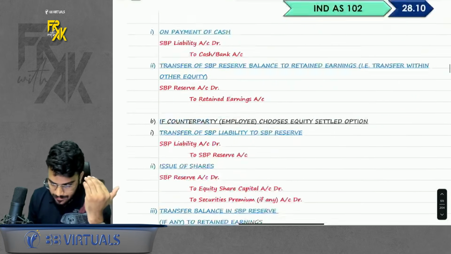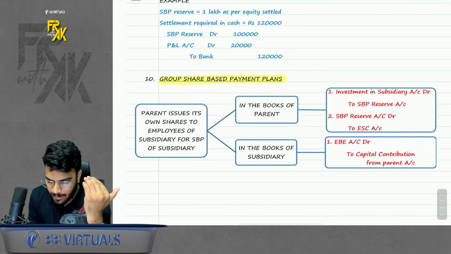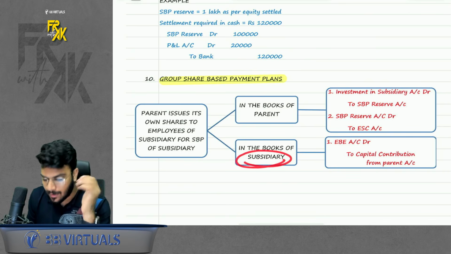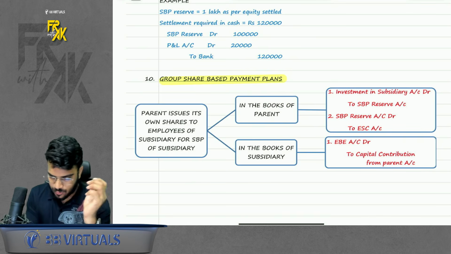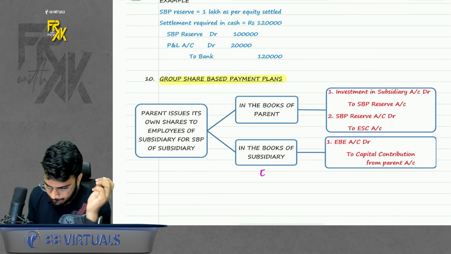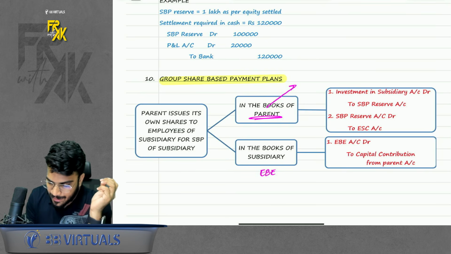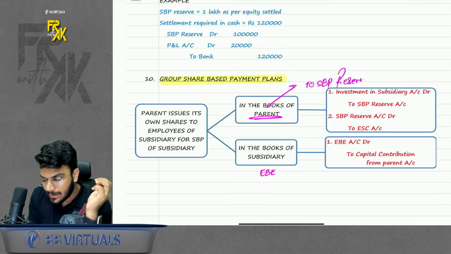Now the next point is group share-based payment plan. What is the meaning of group share-based payment plan? Let's say a subsidiary announces a plan, but shares will be given by the parent. So when the subsidiary announces a plan, can I say the employee benefit expense will be booked by the subsidiary? But when the parent is supposed to give shares, the parent will say to SBP reserve. Now in both the companies, the entry is incomplete.